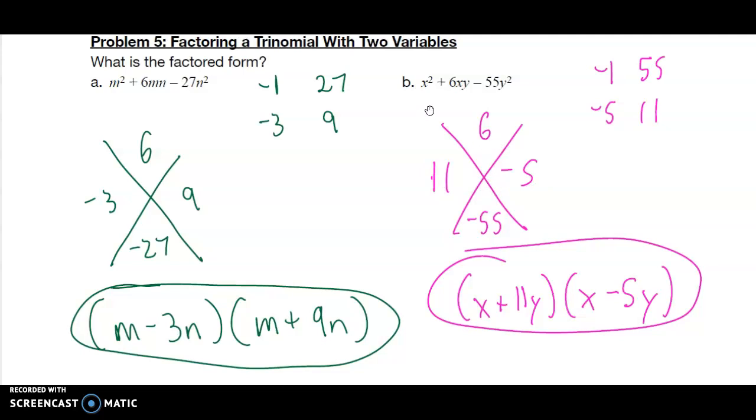Again, the only thing I got to watch out for here, if I use x and y in the question, I just use x and y in my factorization. So x plus 11y, using that positive 11, x minus 5y, using that negative 5, and that's my factorization. Doesn't change much if I'm dealing with two variables, just got to make sure both of them are included in my answer.